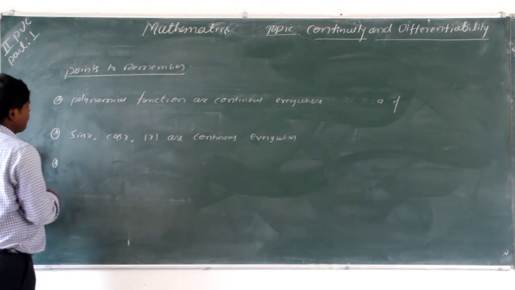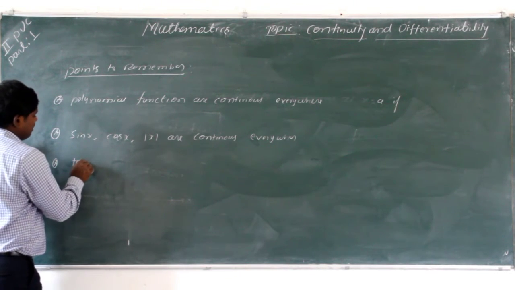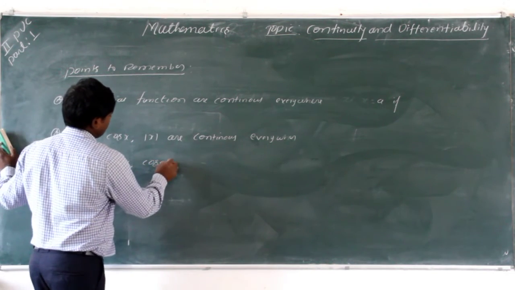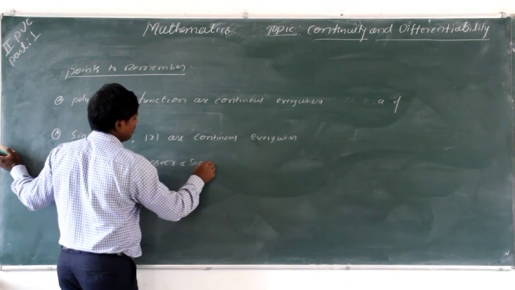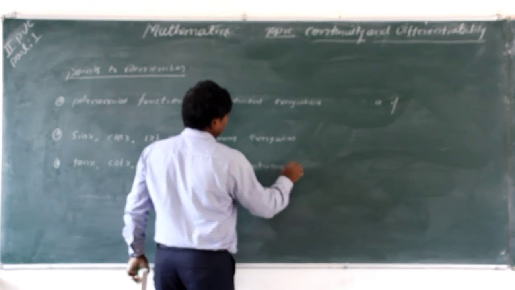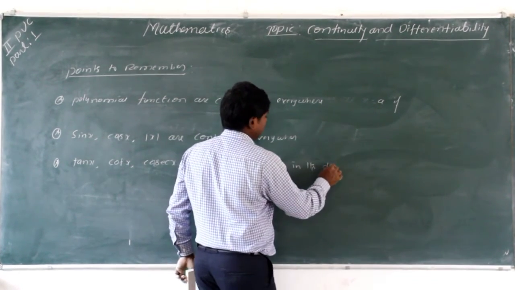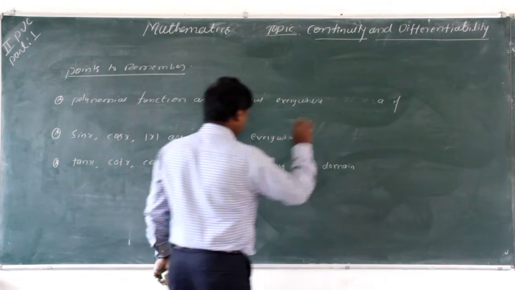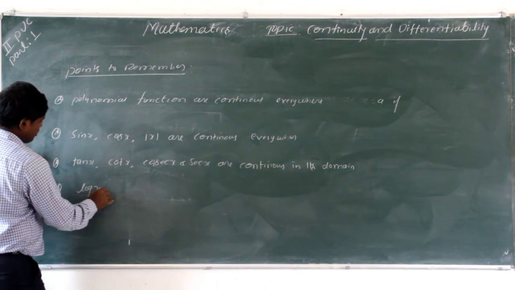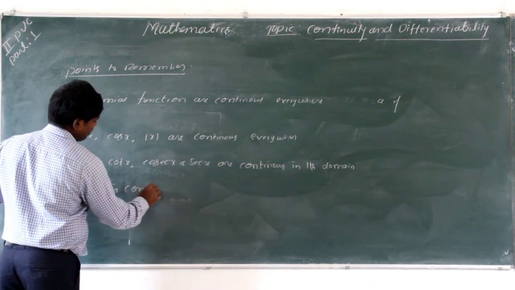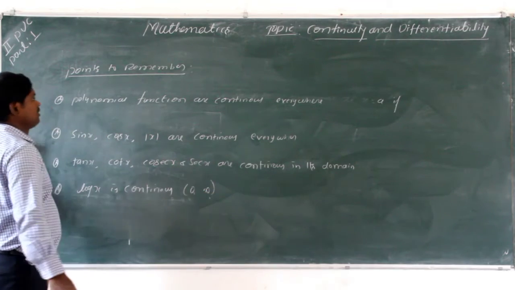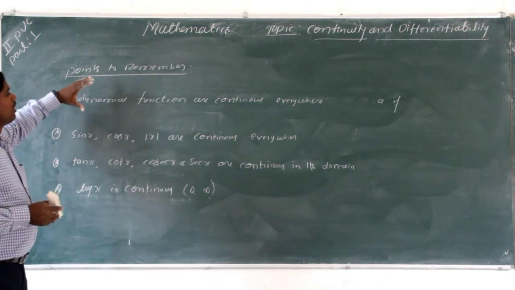And third one is, tan x, cot x, cosecant x, and secant x are continuous in their domain. Okay, and log x is continuous in the interval 0 to infinity. Okay, so these are the points to be remembered.